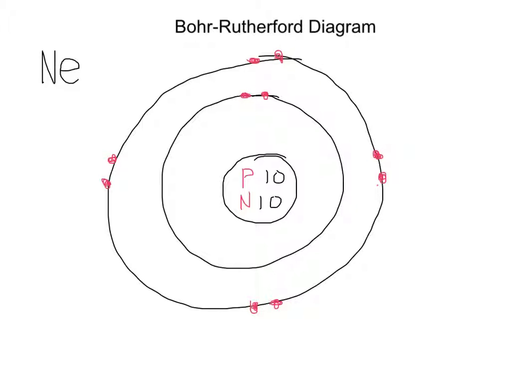This is the Bohr-Rutherford diagram of neon. This is the electron dot diagram.